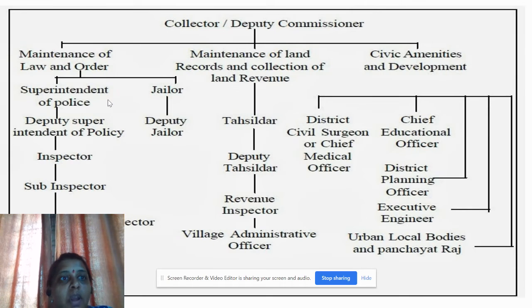So, for maintenance of law, the superintendent of police is the head of the police department. The deputy superintendent of police is guided by the superintendent of police, and this is divided into different divisions. In each division there is an inspector and a sub inspector, that is SI, and there are some other people also working in each police station. In every district there is a jail, and the jailer is the head of the jail, and there is also a deputy jailer who is guided by the jailer.